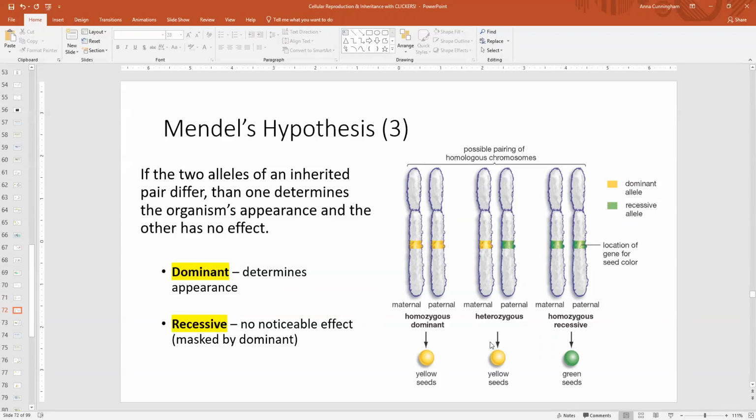Whenever you hear the term dominant allele, what that tells you is that if that allele is present in a combination of chromosomes, it will always be expressed, right? So dominant, it dominates. It is always expressed. Whereas recessive alleles are only expressed if the dominant allele is not present.